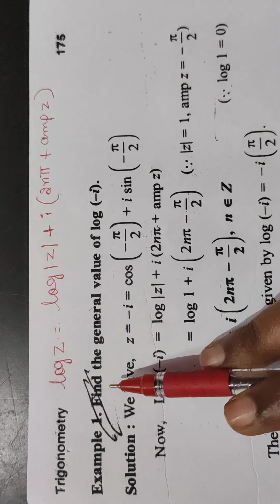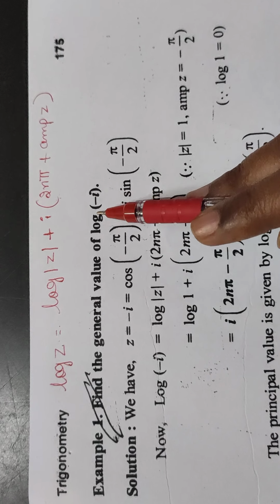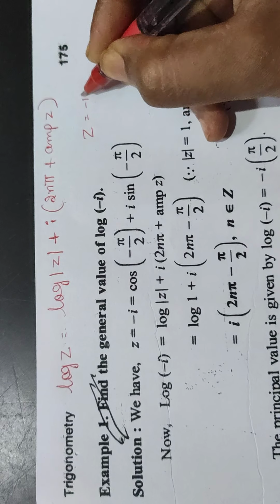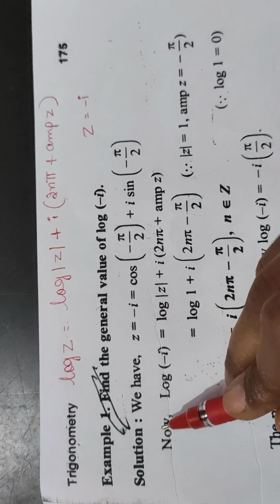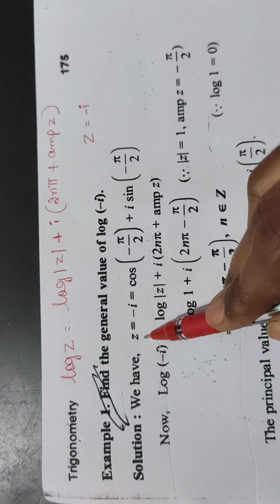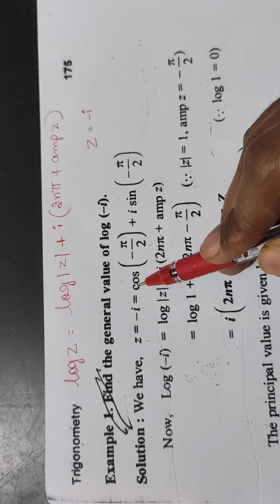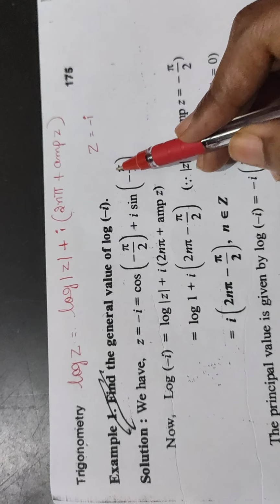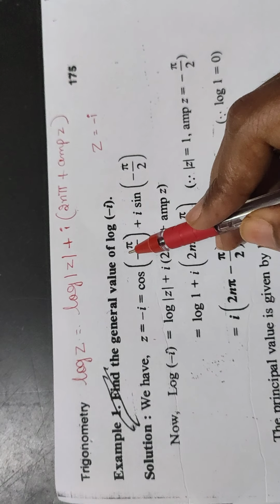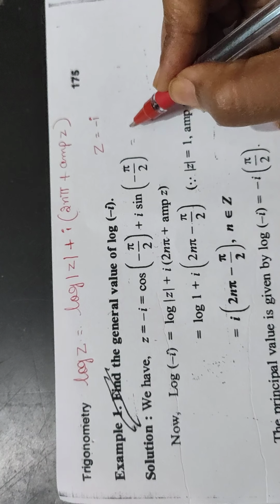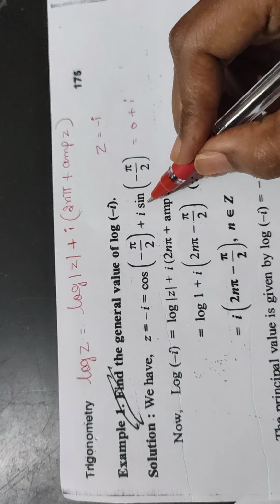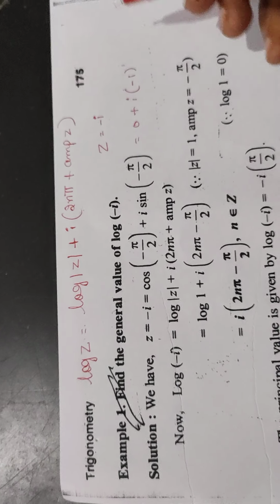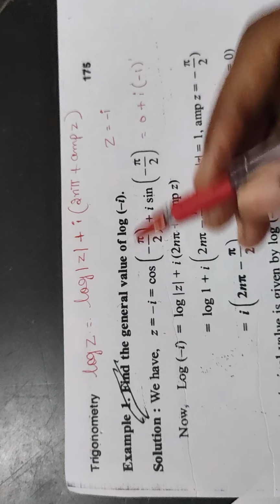Example number 1. Find the general value of log of minus i. Here z value they have given as minus i. Solution: the z value is minus i. This can be written as cos of minus pi by 2 plus i into sin of minus pi by 2, because cos minus pi by 2 value is 0, and sin of minus pi by 2 value is minus 1. So here we will get minus 1 as a value.